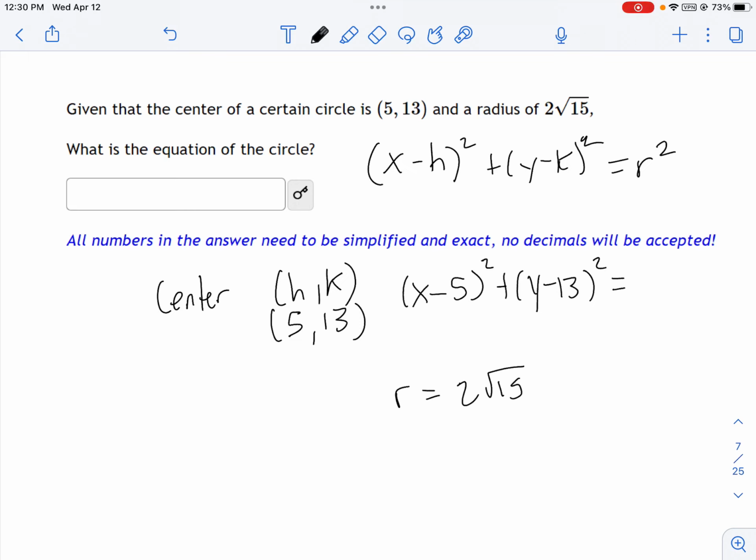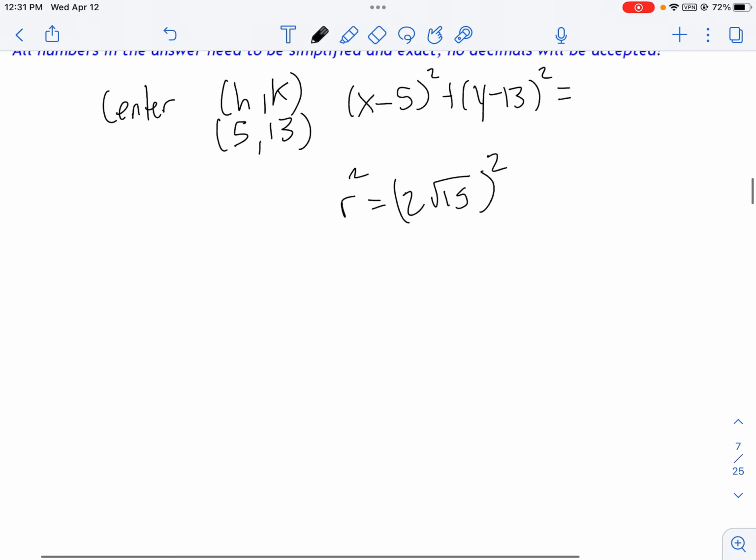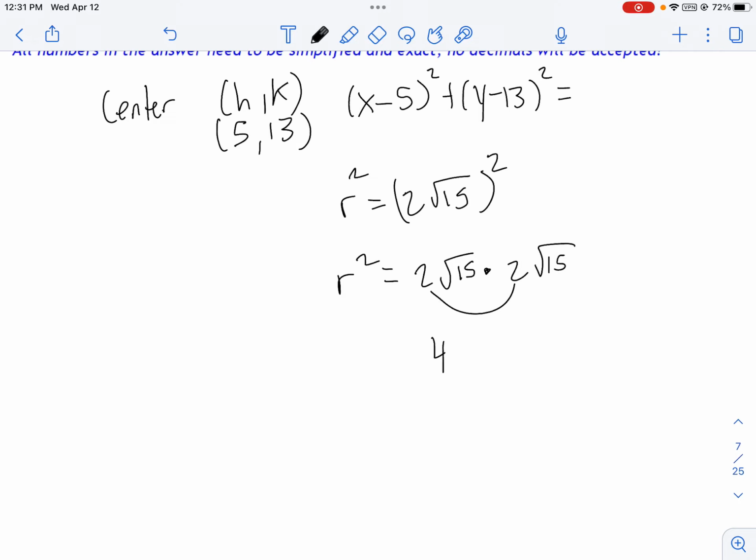Well, if we want radius squared, then all we have to do is square both sides. Now this is where you have to work a little bit. Remember that a square means you have two of the same thing being multiplied. That means you have 2 square root 15 times 2 square root 15. This is just radical multiplication: 2 times 2 is 4, and then a square root times a square root.